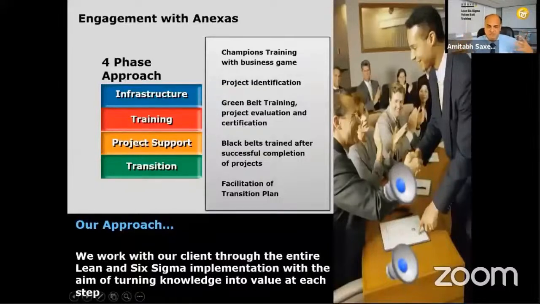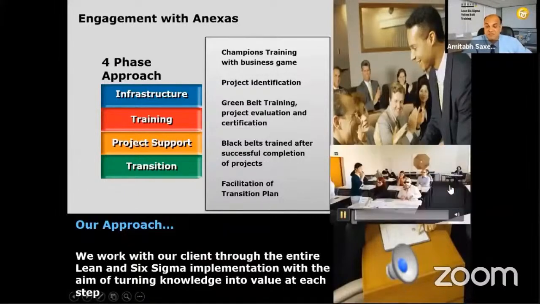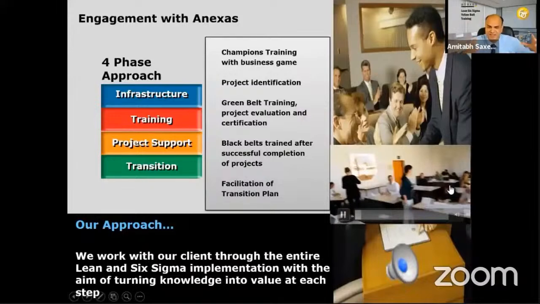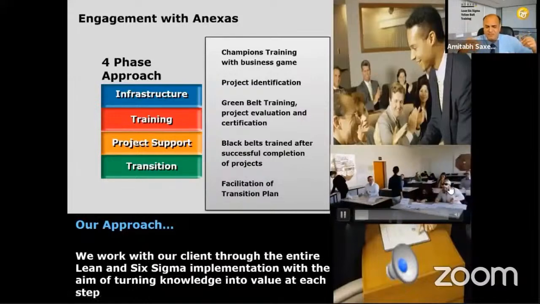Okay, then here is, let's say this company. This was a Swiss pharmaceutical company. The senior managers were first trained by me. Here we used a courier service game for senior managers. They played a game and we applied these tools.